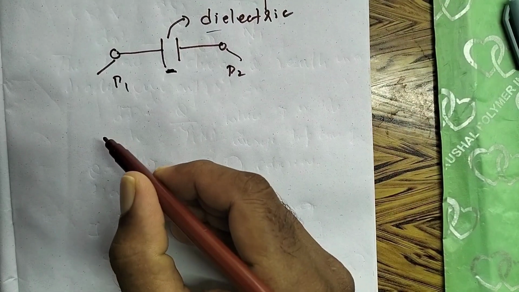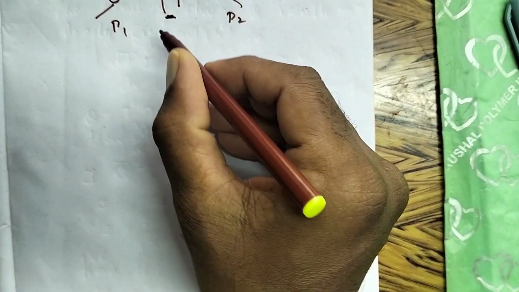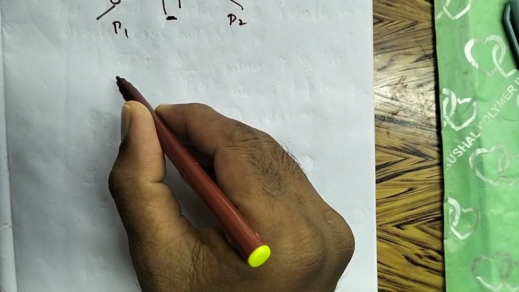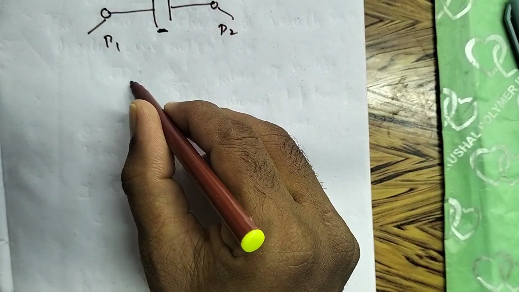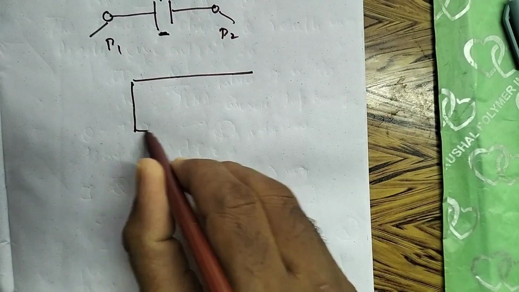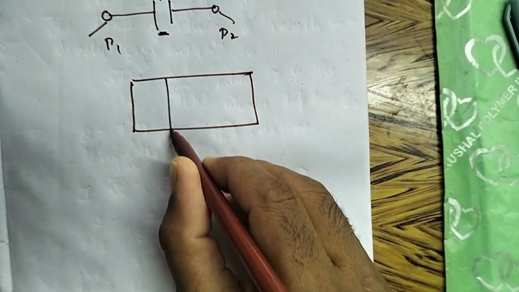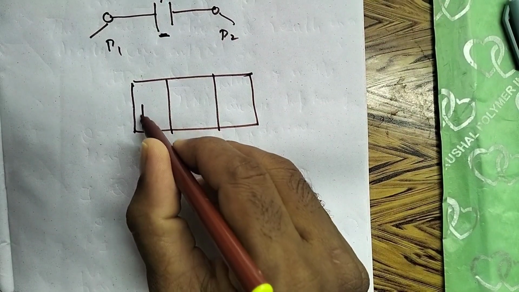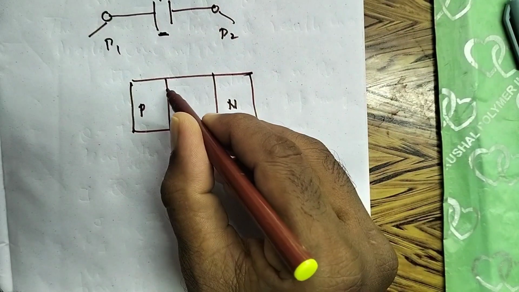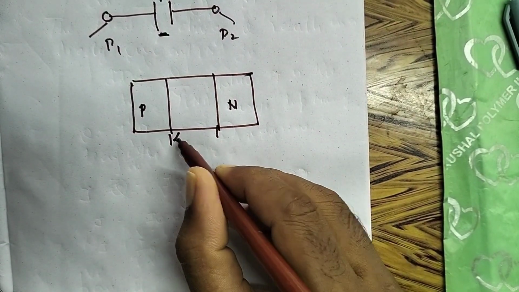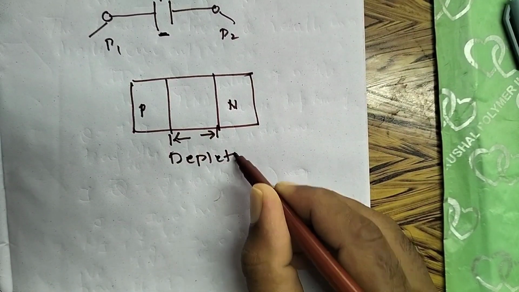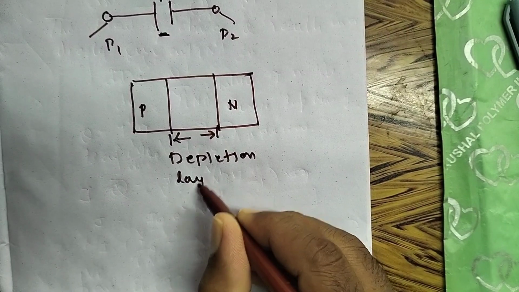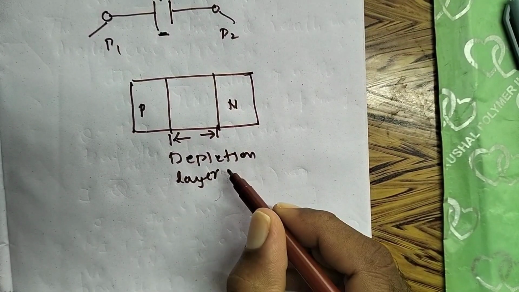Now just look at this capacitance, which is similar to the operation of a PN junction diode under reverse bias condition. Now let me draw the diagram. So this is P type and this is N type. This gap represents the depletion layer, or we can say the space charge region.